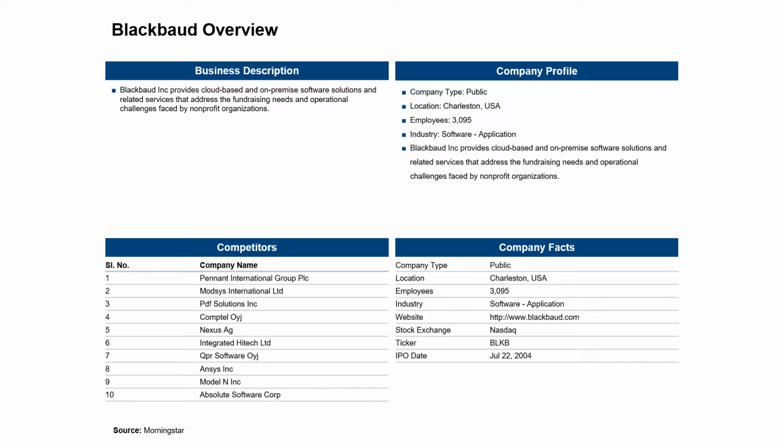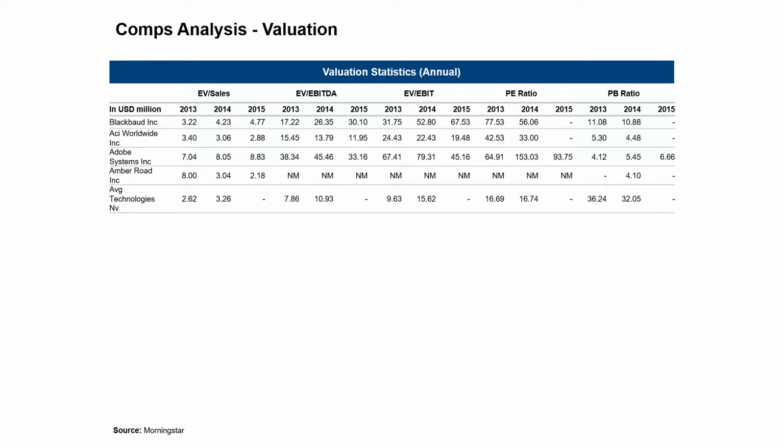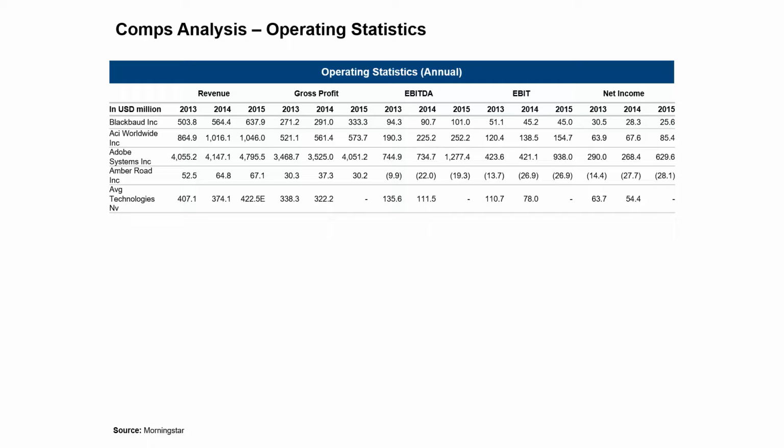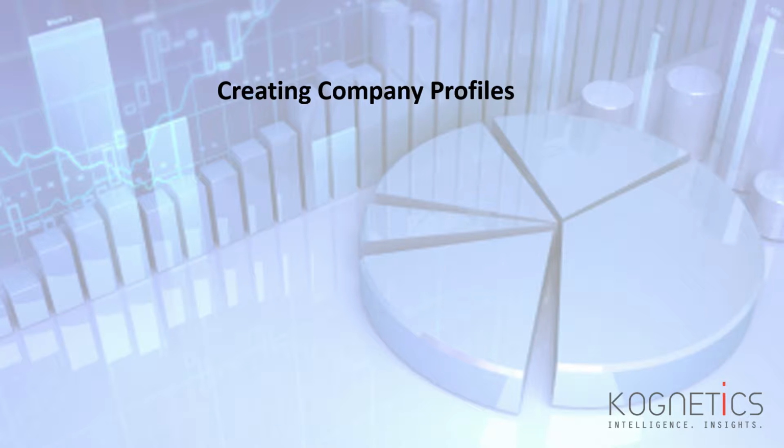I'm using Blackbaud as my base company, and I've created several overview charts. I have a chart on stock ownership that shows institutionally held shares and mutual fund shares. I've included key statistics, share prices, and also included a comps analysis with Blackbaud's competitors that I selected from Kognetics itself. On this chart, we've put the valuation statistics. I've also added operating statistics and trading statistics as well. And all of this is very easy to create within Kognetics. The charts I just reviewed took me only about 5 minutes to create with the application.